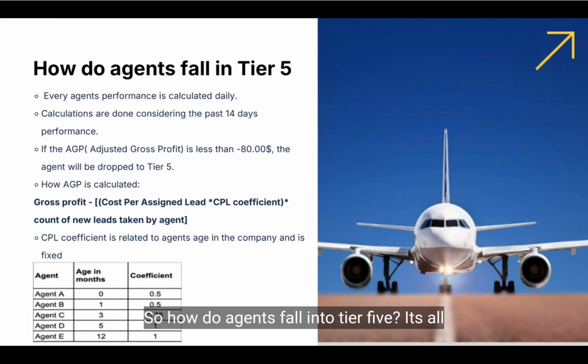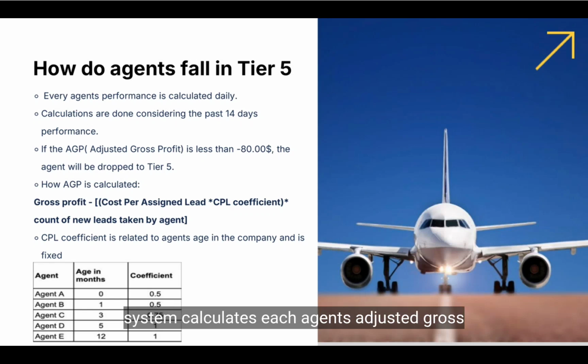So how do agents fall into Tier 5? It's all connected to their performance, as mentioned earlier. It could happen even to the best of us to have a difficult period, sales falling through the cracks at the last moment, or customers postponing the trips, or any other number of reasons.